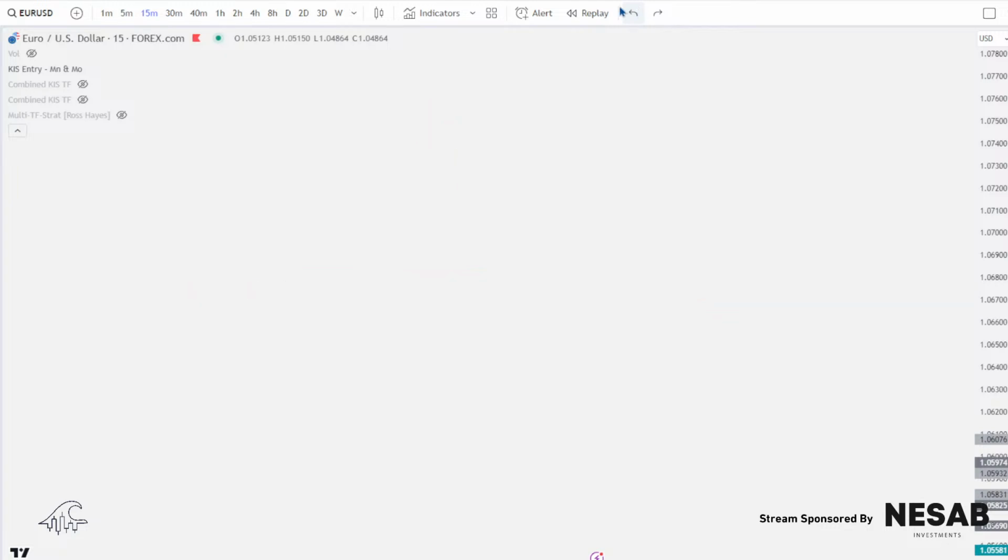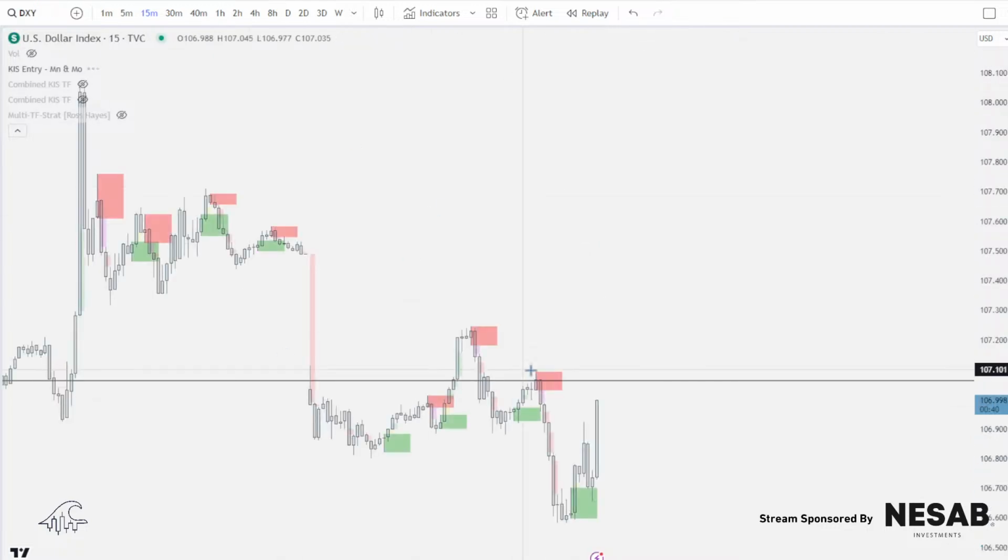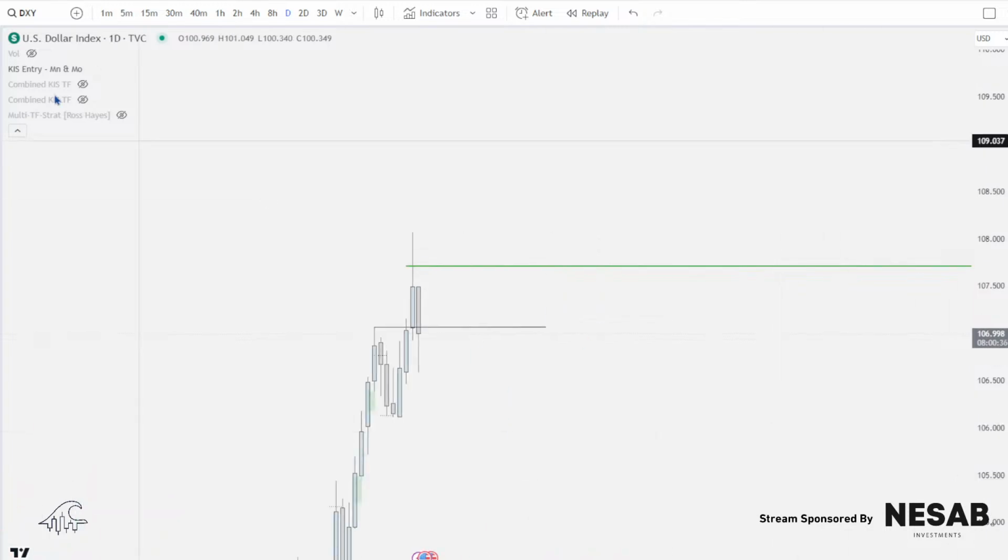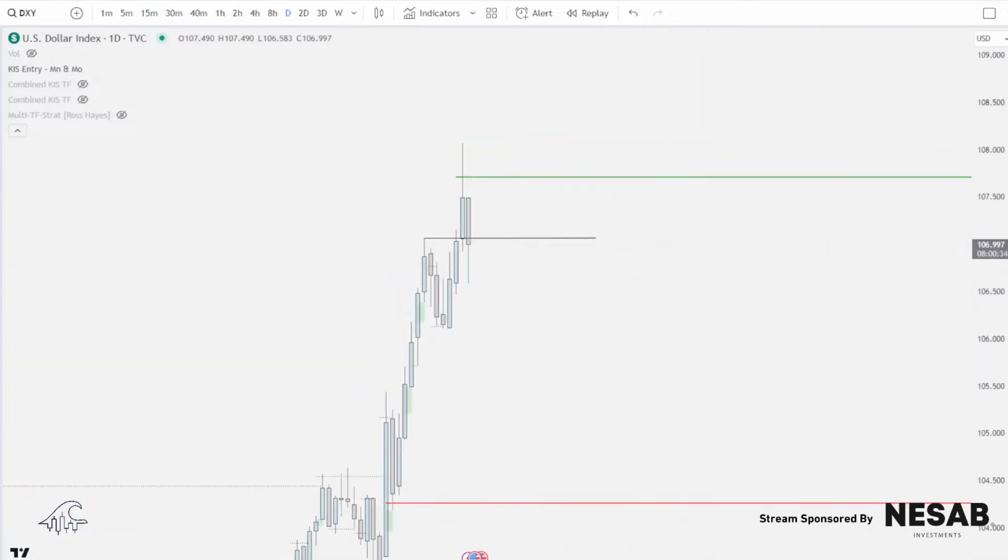So for example, if I go to the DXY, and like I say, for many people it works completely with what they do. For me, if I look at this, my bias is bullish on this.